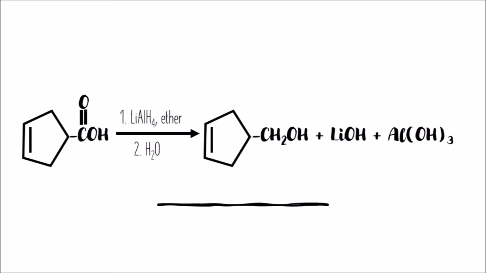Reduction. The most common reagent for the reduction of a carboxylic acid to a 1-degree alcohol is lithium aluminum hydride, or LiAlH4. Reduction of a carboxyl group with this reagent is commonly carried out in diethyl ether.